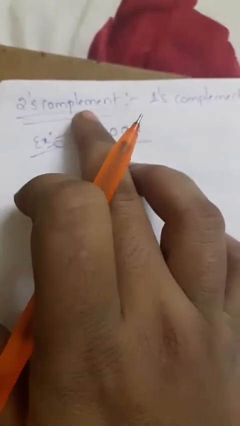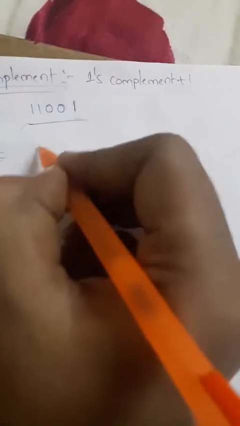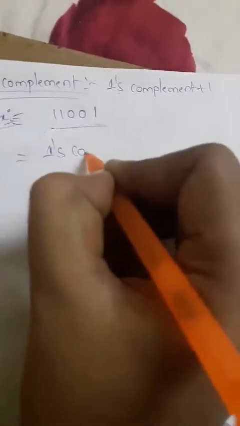Otherwise I can take one more example here. Okay, first I have one number here. This is our example. For this binary number we need to find the 2's complement. So what is the main thing? First we need to find the 1's complement for this number. So what is the 1's complement? For this, first we need to do the 1's complement.